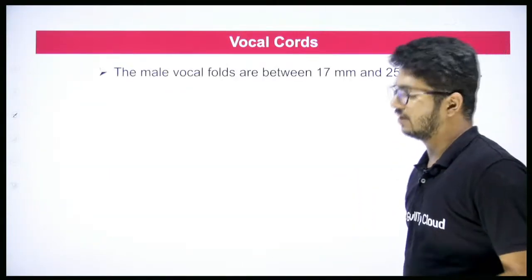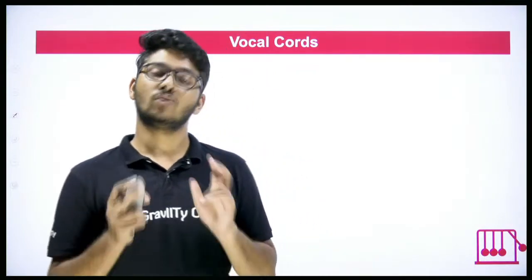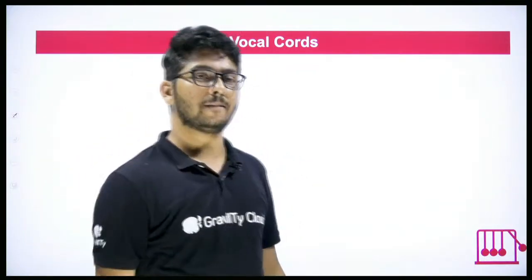So ultimately what you have to understand is, humans produce sound by something called the larynx. That larynx is also called the voice box, which contains vocal cords that vibrate. So what is the vibrating part? Vocal cords are the vibrating part.